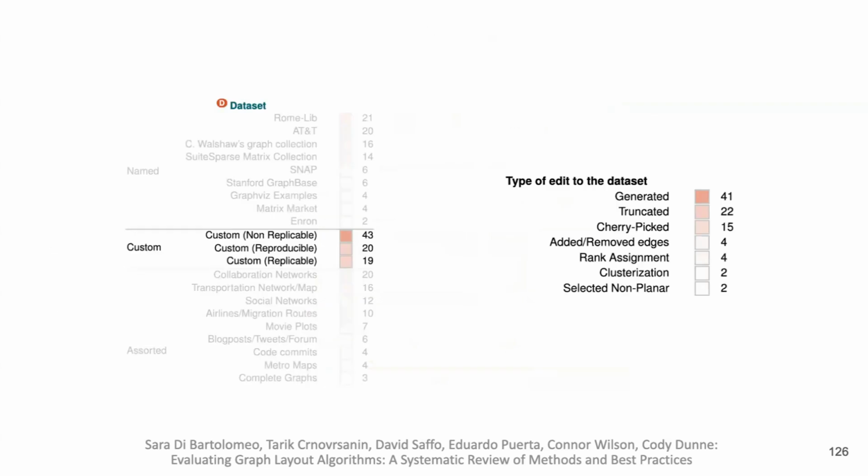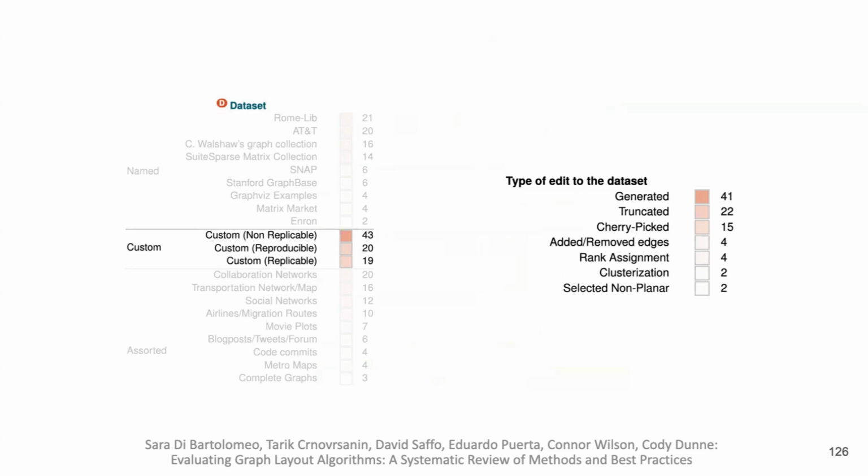Here, for example, I have some numbers about what edits have been done. Generated means a dataset has been completely generated. Truncated means that you only took a section of the dataset. That is also editing a dataset, right? Why did you not test your entire layout algorithm on the entirety of RoamLib? It could be because on the bigger ones you could not finish computing, but still you should specify this, right?